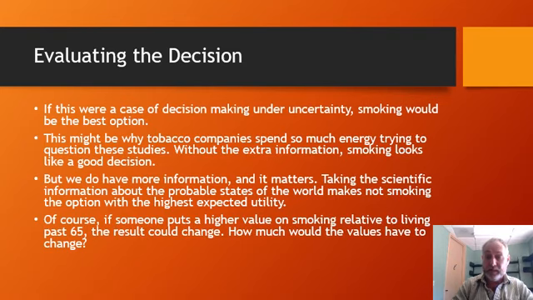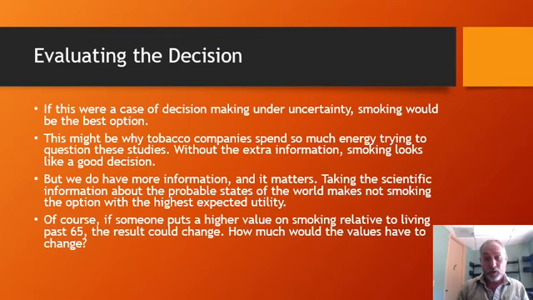But now when we add in the probabilities, our knowledge about the probability of the states of the world, it turns out that not smoking would be a better option. That may suggest why so much money and effort is spent by the tobacco industry on trying to question these studies, right? If you didn't have those probabilities, smoking does seem like a good decision. It's only when you have this extra knowledge about the world that it's a bad idea. But given that we do have that information, it changes the decision we should make.